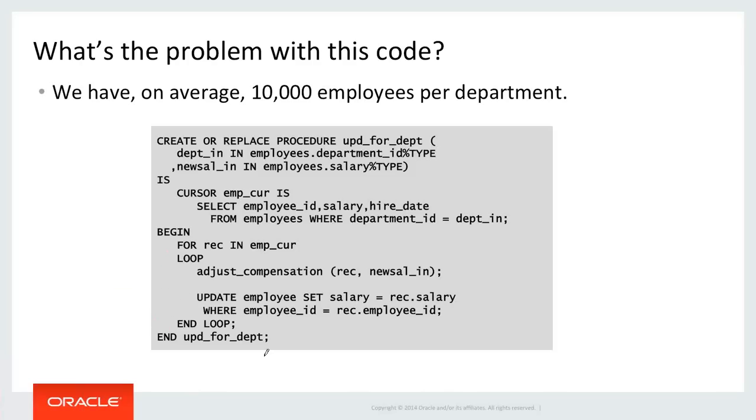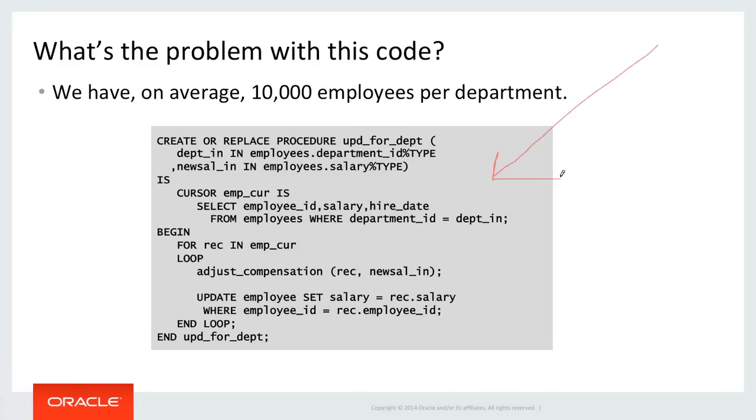So for relatively small amounts of data, small numbers of rows, this is perfectly fine. And you might have code like this running in your application without any problem whatsoever. But if you're working with larger volumes of data, like 10,000 employees per department, or if your data is growing over time, then you might find that this program starts causing problems. In other words, it gets slower and slower and slower.